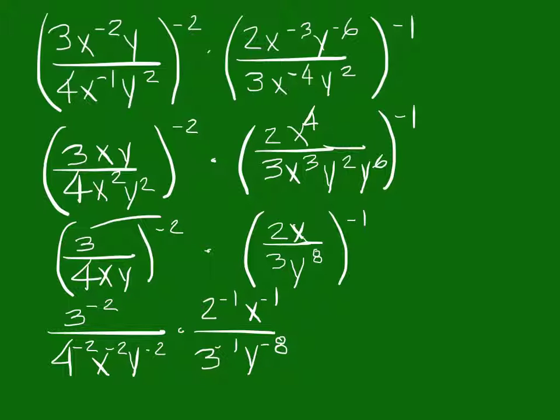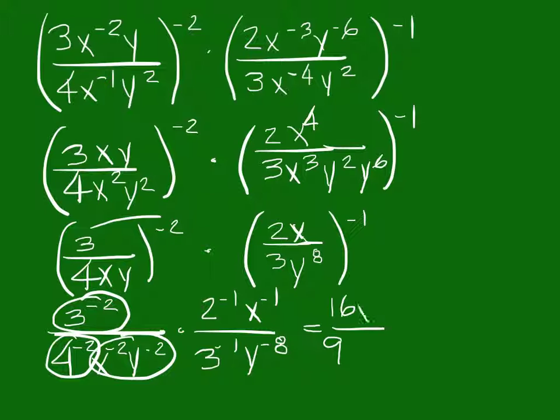Now you have to go back and simplify again because you have more negative exponents. The left-hand expression, you have a 3 to the negative 2 on top. That means it's going to be a 9 on the bottom. 3 squared is 9. On the bottom, you have 4 to the negative 2. That becomes a 16 on the top. Also on the bottom, you have x to the negative 2nd, y to the negative 2nd. That becomes x squared, y squared on top.